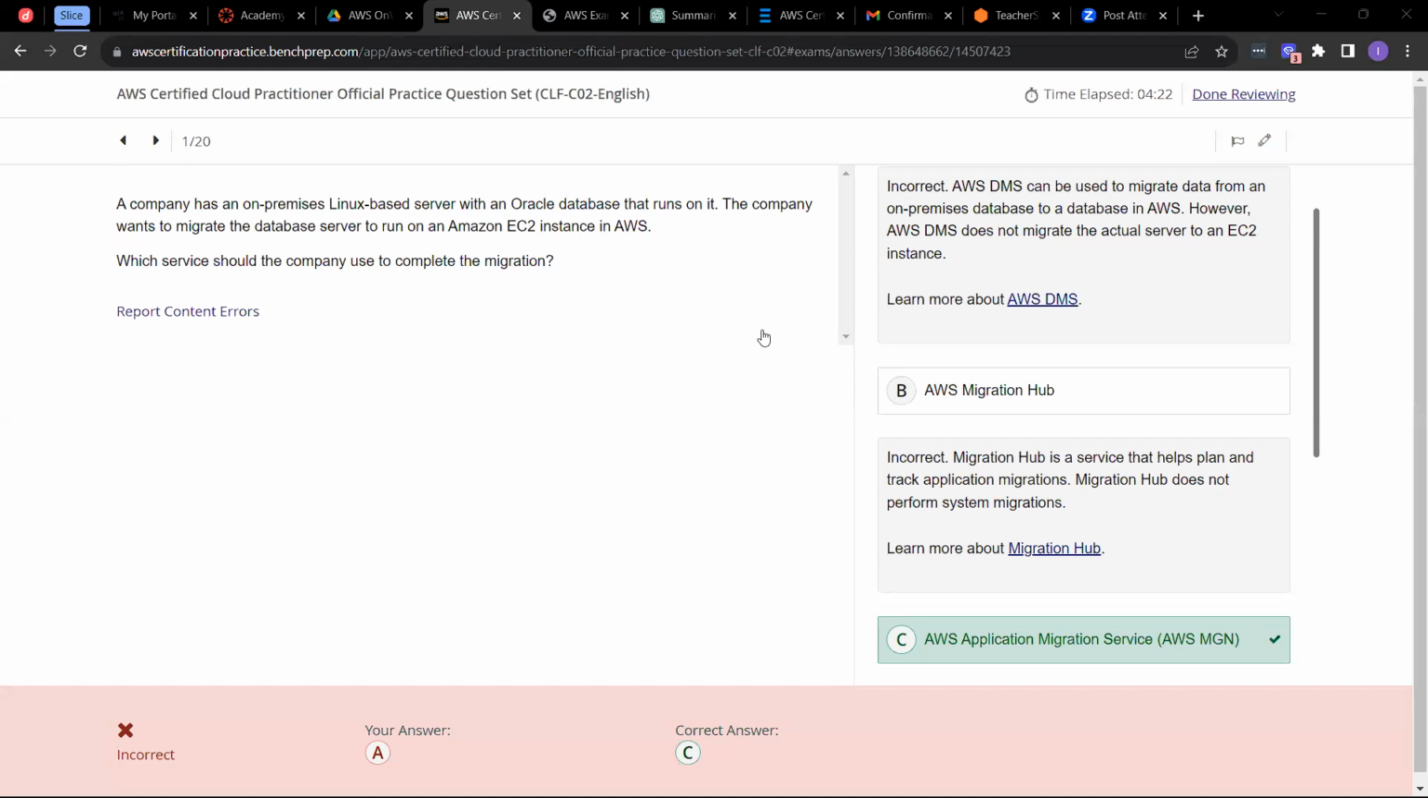Yeah, so for the MGN, yes, it is lift and shift.